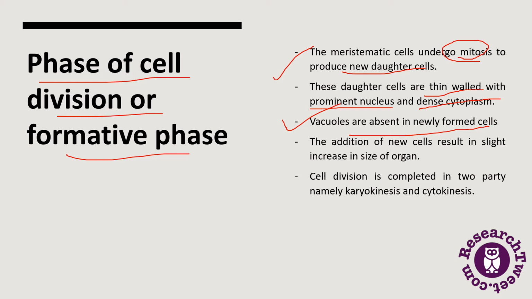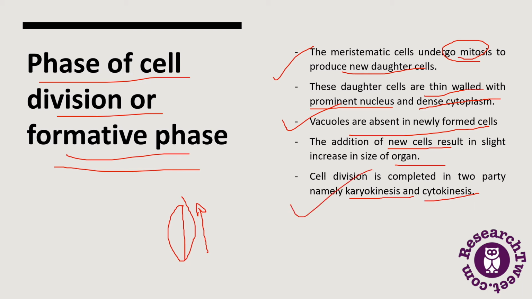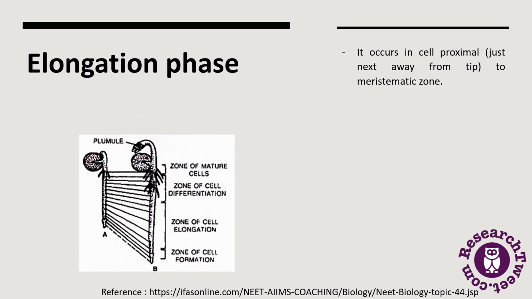The addition of new cells results in a slight increase in the size of the organ. So basically this is the formative phase. When the plant grows, it leads to an increase in the size of the organ. Cell division has two parts, namely karyokinesis and cytokinesis.